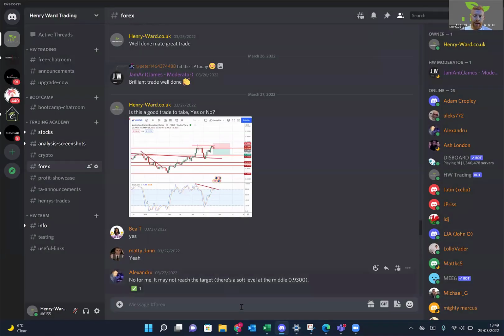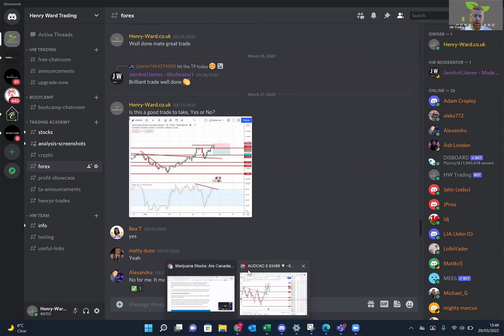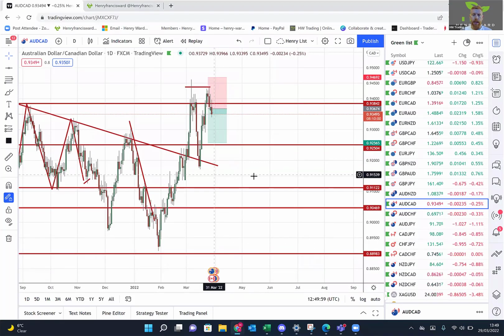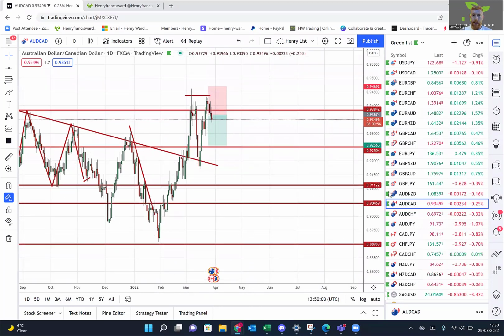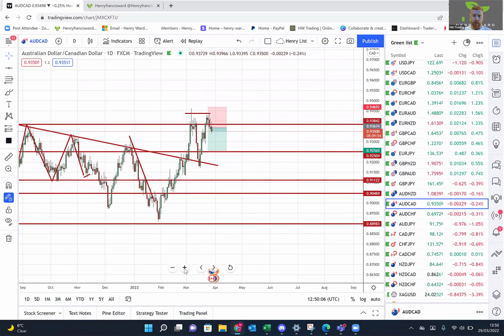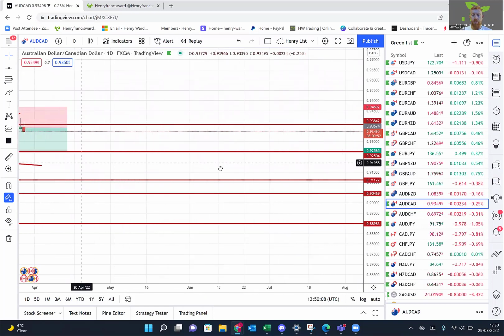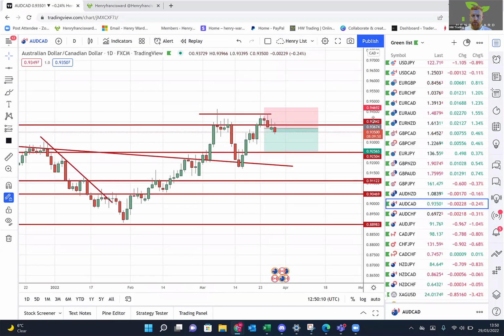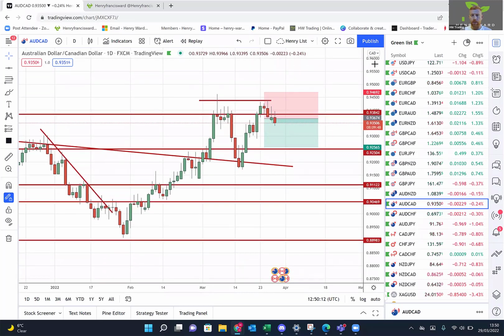So the idea then is, I popped it up here. Do we think this is a good trade? Yes or no? And the general consensus on that was no, it's not a good trade. Now, again, I have no idea whether it's a good trade or not, but at the present moment in time, the trade is going in our direction.